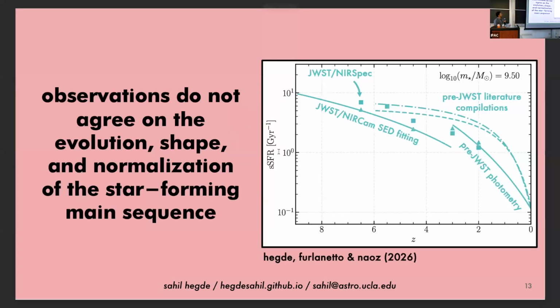And so to set the stage, I want to summarize a problem that I recently came across in the literature, which is that this fundamental galaxy relation, the star-forming main sequence, the relationship between a galaxy's star formation rate and stellar mass, despite its fundamental importance in galaxy evolution, is actually fairly uncertain. And so if we look at a compilation of observational measurements, here I'm showing JWST observations with spectroscopy, photometry, pre-JWST compilations, and other analyses, we see distinct evolutions over redshift. We see different normalizations and different shapes to the main sequence.